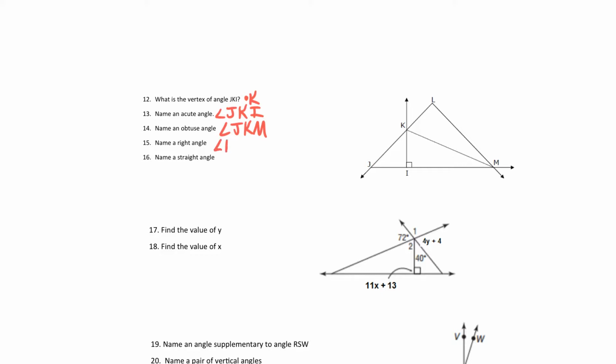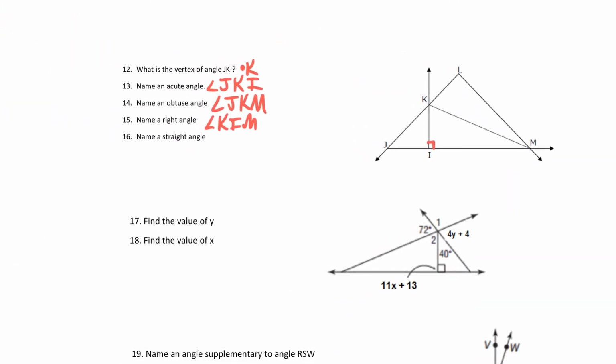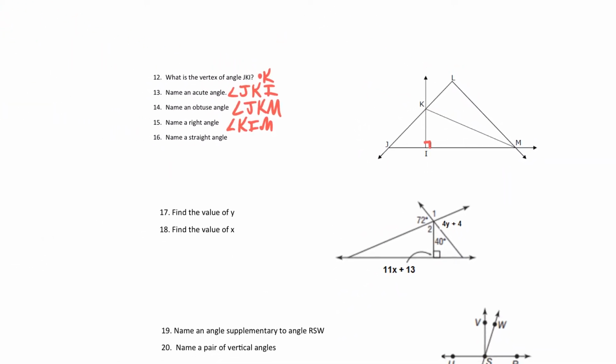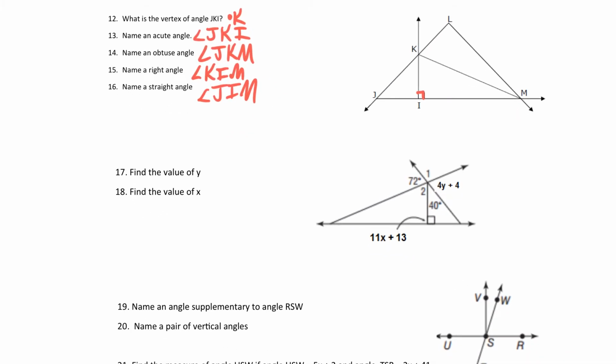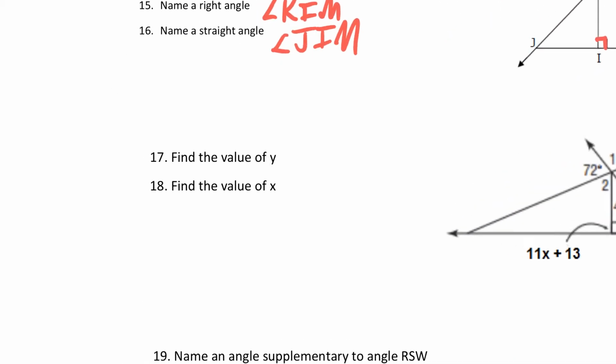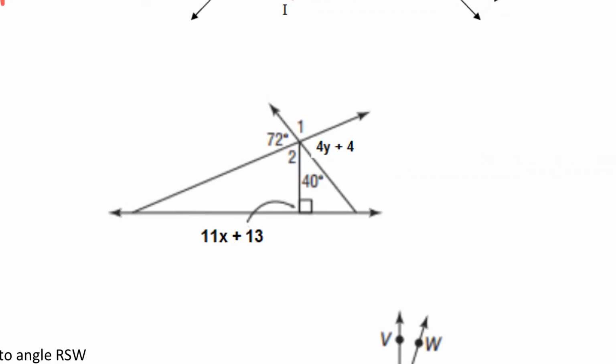Okay, that's definitely the one I would go for, because that right there, boom. Okay, with that little mark on it. Okay, and then name a straight angle. Okay, angle JIM, or what's another one up there? JKL.